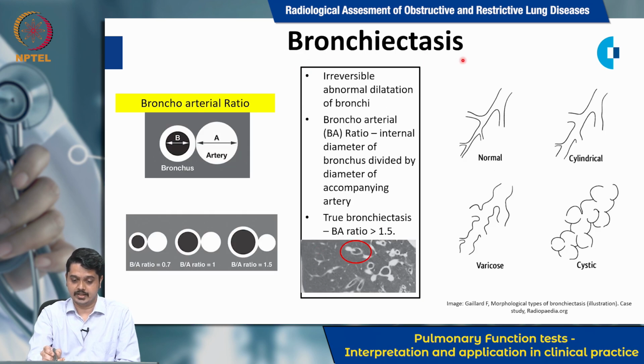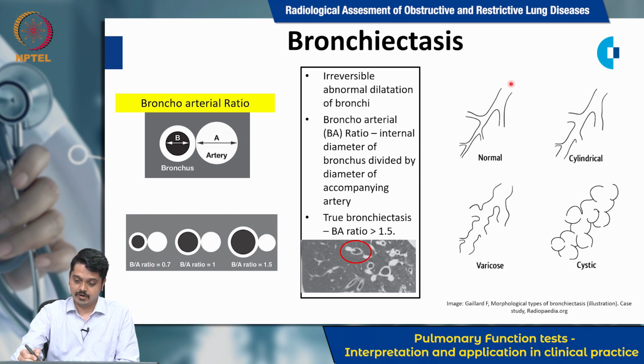Next is bronchiectasis. Bronchiectasis is irreversible abnormal dilatation of bronchus. It is identified by calculating the bronchoarterial ratio. Normally, the bronchus and the artery are seen adjacent to each other. We divide the internal diameter of the bronchus by the diameter of the artery at the same level. The normal bronchoarterial ratio is less than 0.7, that is the bronchus is smaller compared to the artery. If the bronchoarterial ratio is greater than 1.5, that is the size of the bronchus is greater than that of the pulmonary artery, then that is called as high bronchoarterial ratio, which is diagnostic of bronchiectasis.